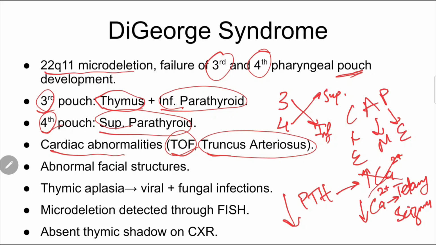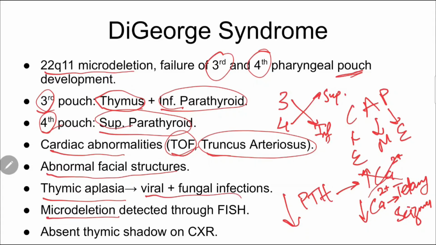And both of these disorders are very dangerous for an infant. And then you also have abnormal facial structures, like cleft palate, or basically abnormal facial bones. And you also have thymic aplasia, basically meaning that you will not have a thymus. And again, if you don't have a thymus, you don't have T cells. And if you don't have T cells, then you will be more prone to viral and fungal infections.